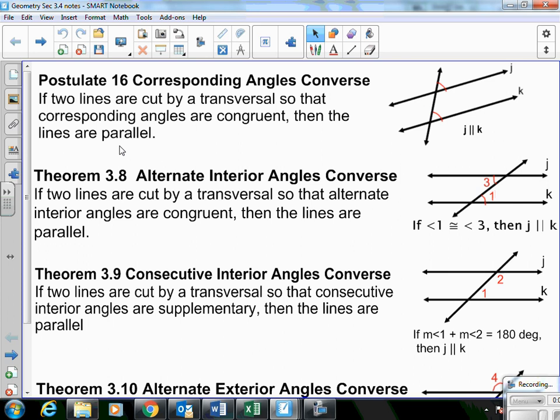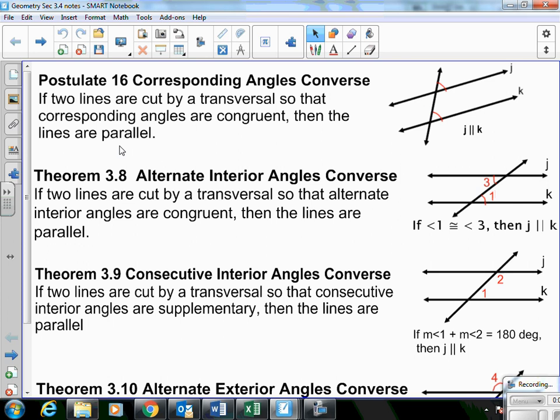So starting off, we got postulate 16, corresponding angles converse. All of these things that we're doing today are converses, which means they're taking the original term we learned, and remember, converse switches the order, right? Just like we learned conditional, converse, inverse, contrapositive. So these are converses, so they're taking postulates and theorems we already learned, and they're flipping them around.